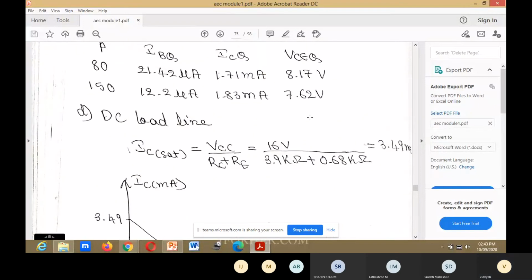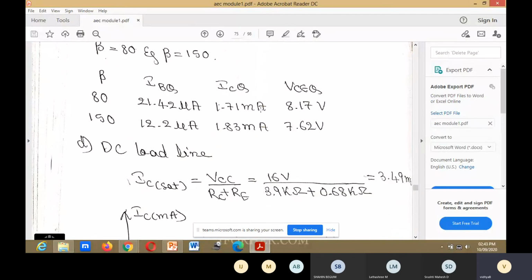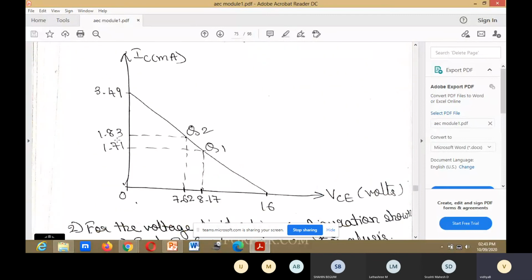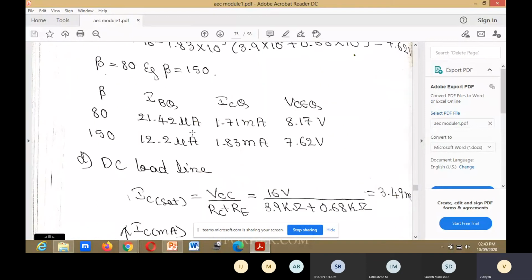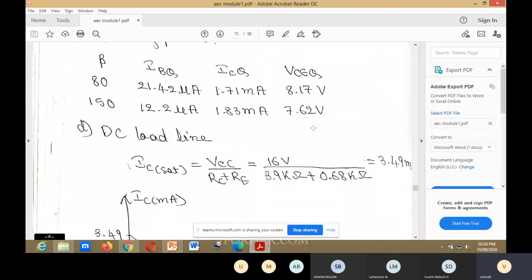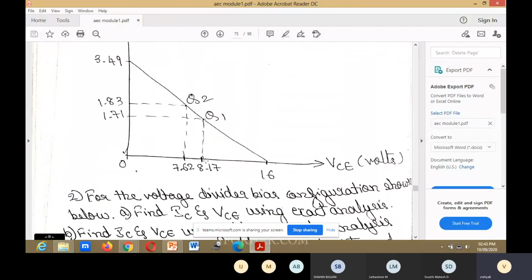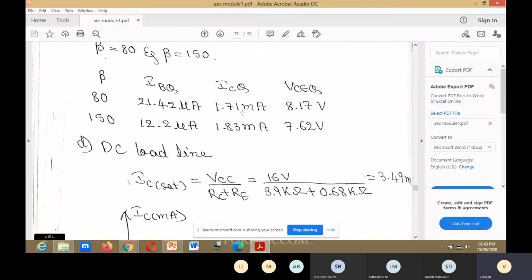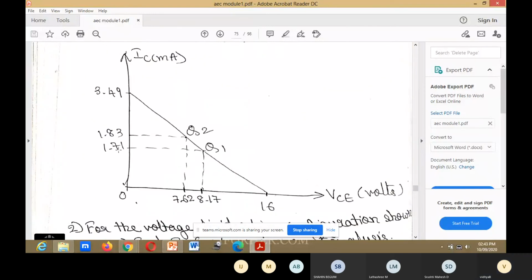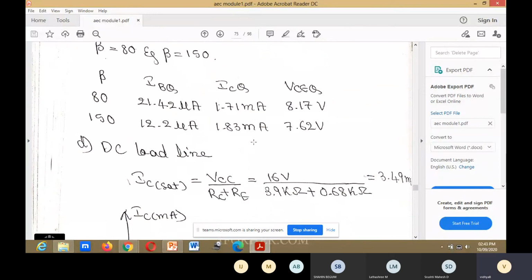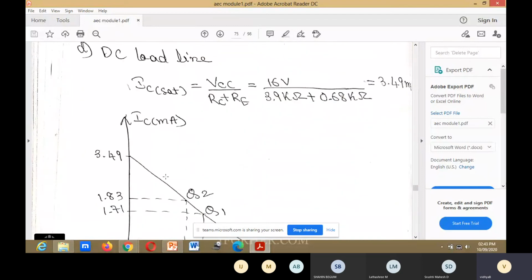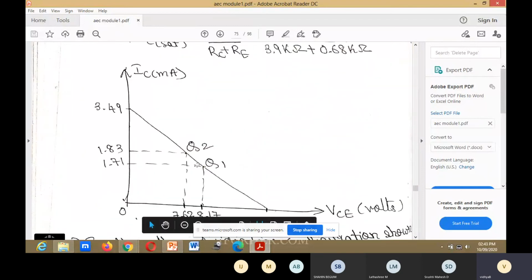Okay, this 3.49 is the IC saturation value. Next, beta is equal to 80. What is the value of ICQ? 1.83. Mark 1.83 when beta is equal to 80. What about VCEQ? VCE is 8.17. Sorry, ICQ is 1.71 and VCEQ is 8.17. This is Q1. Q1 means when beta is equal to 80.